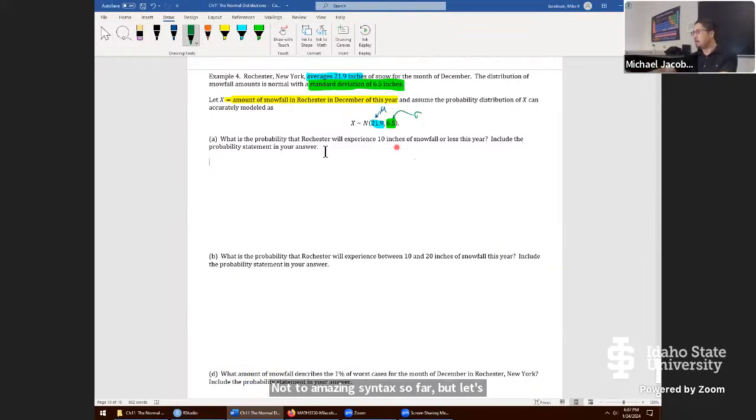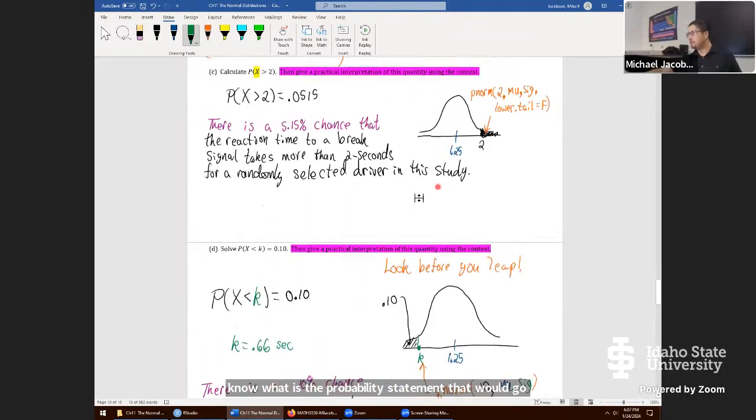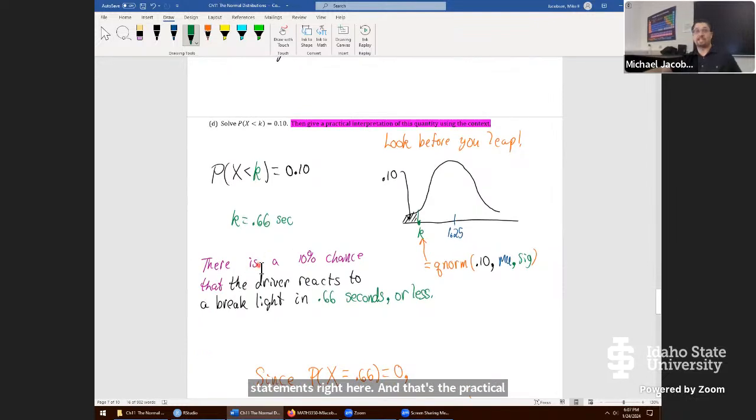They're asking us, what is the probability that Rochester will experience 10 inches of snowfall or less this year? We'll include the probability statement in the answer, but not the practical interpretation this time. Essentially, what's happening in example 4 is this question is in reverse of the other questions. That is your practical interpretation, and we want to know what is the probability statement that would go along with it. Just for a quick illustration, this is the probability statement right here, and that's the practical interpretation that's being asked, given down right here.